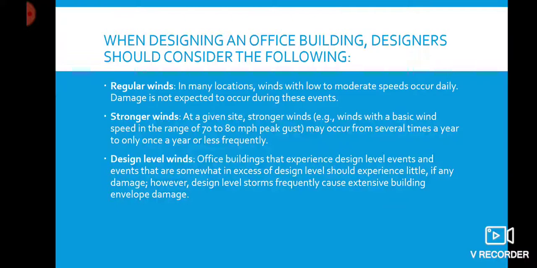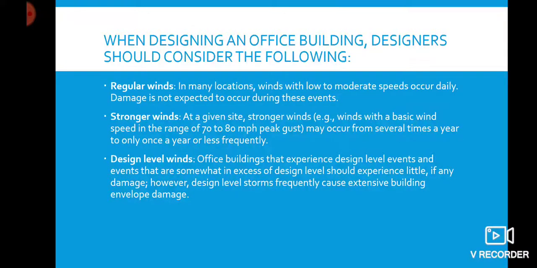Secondly, stronger winds. At a given site, stronger winds, for example, wind with a basic wind speed in the range of 70 to 80 miles per hour peak gust, may occur from several times a year to only once a year or less frequently. So, wind that is 70 to 80 miles per hour is the threshold at which damage normally begins to occur to building elements that have limited wind resistance due to problems associated with inadequate design, strength application, or material deterioration. Thirdly, design level winds.